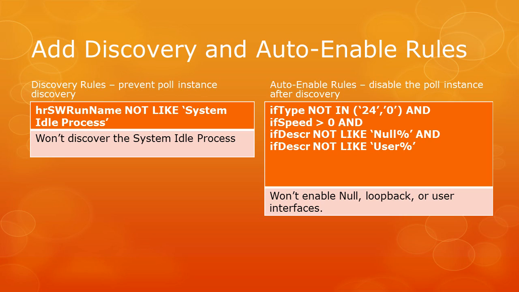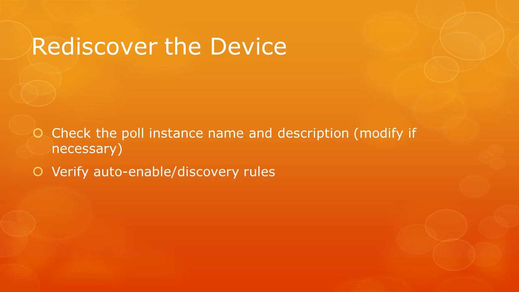Auto-enable rules take effect after discovery and are used to automatically disable poll instances that we want discovered but not polled. A good example of this would be the various types of non-IP-based interfaces that aren't of much interest. We may want NetVoyant to know about these interfaces so that we can know that they're there, but we don't necessarily want to spend poll cycle resources polling them. An auto-enable rule allows us to inspect the interface, or any poll instance really, and disable it until it meets certain criteria.